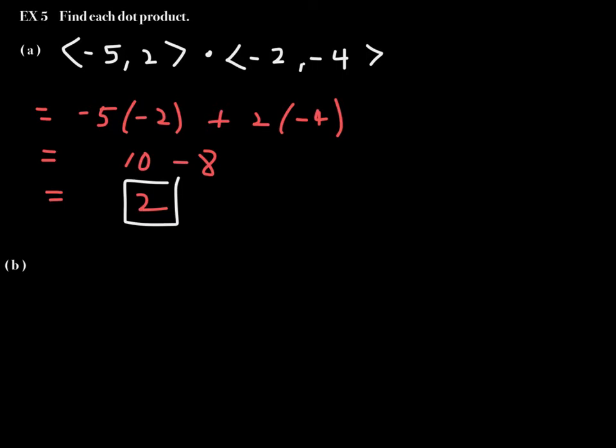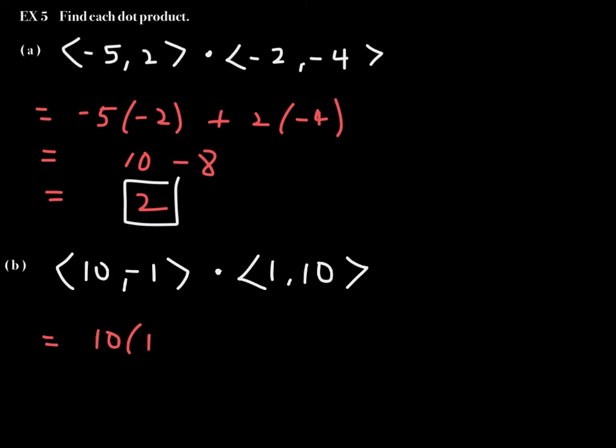Cool, that was simple enough. Let's check out another one. So here we have 10, comma, negative 1. That's one vector, dot, 1, comma 10. Let's find the dot product of these two vectors. Now, it'll be equal to 10 times 1 plus negative 1 times 10. So it'll be 10 minus 10, which is equal to 0.